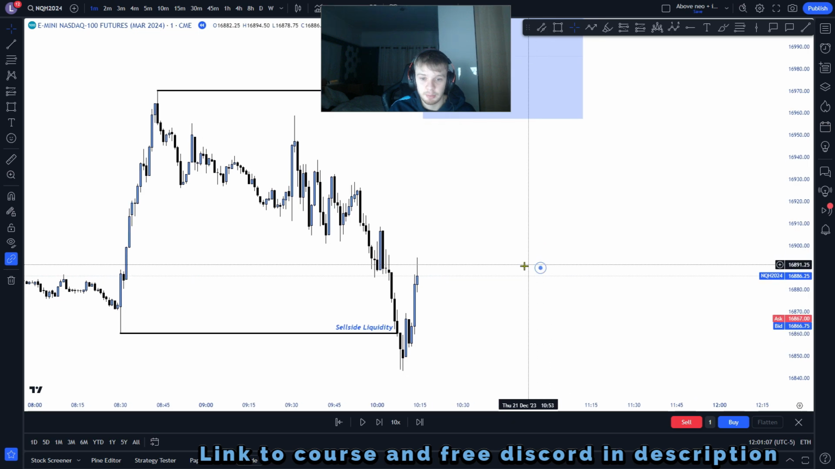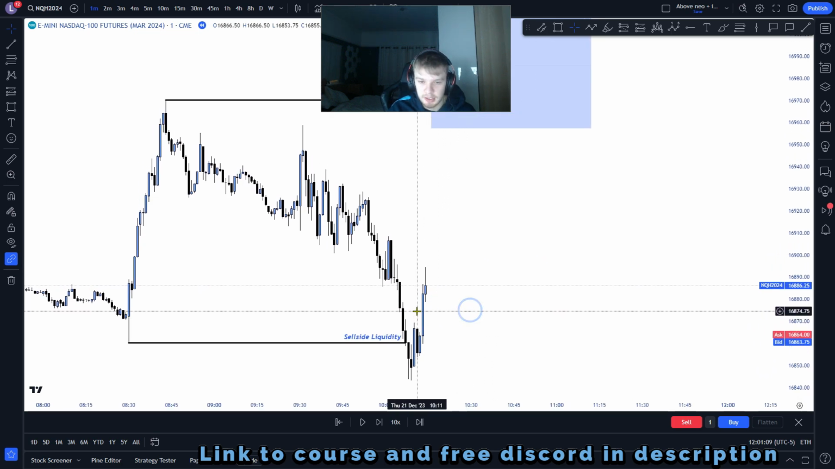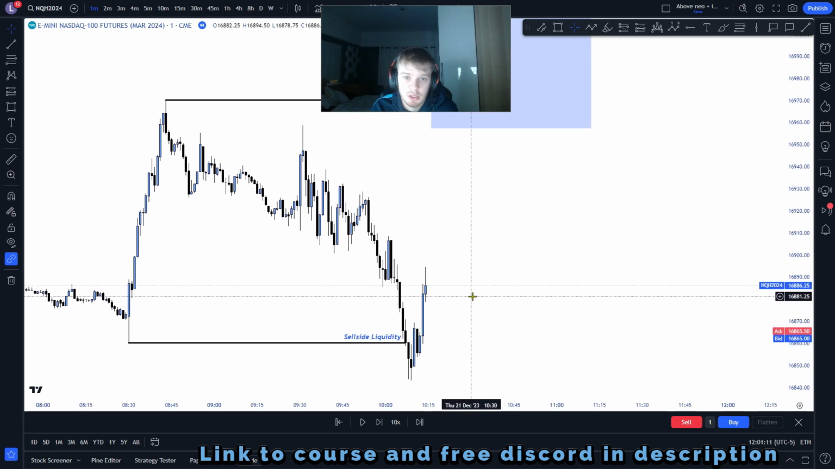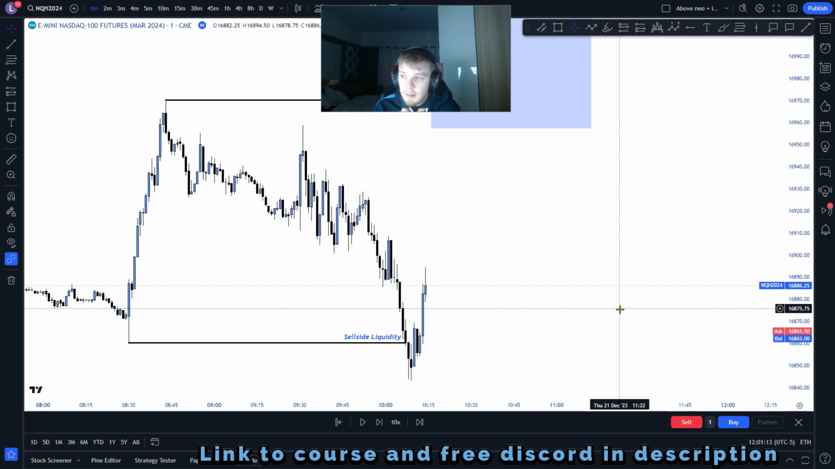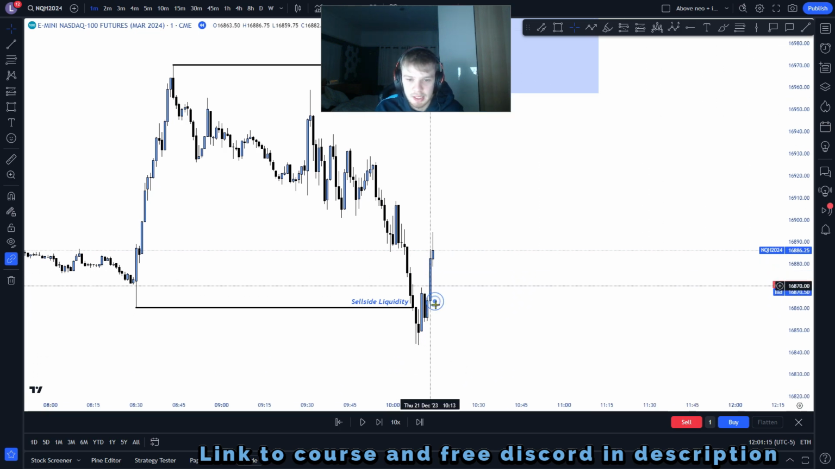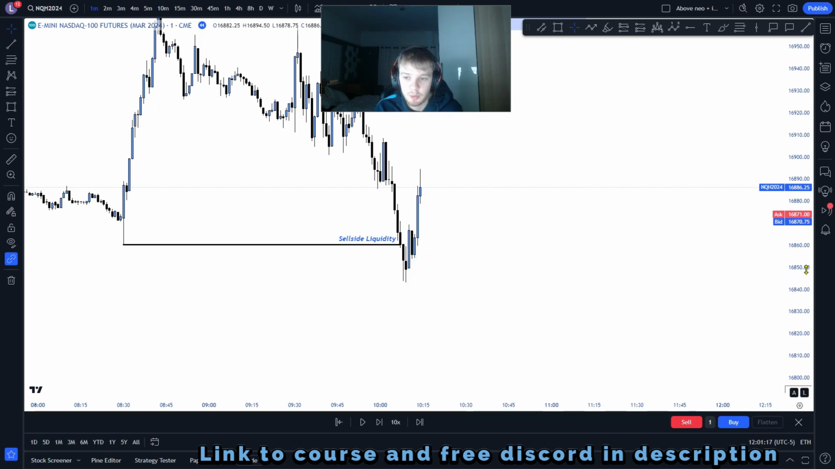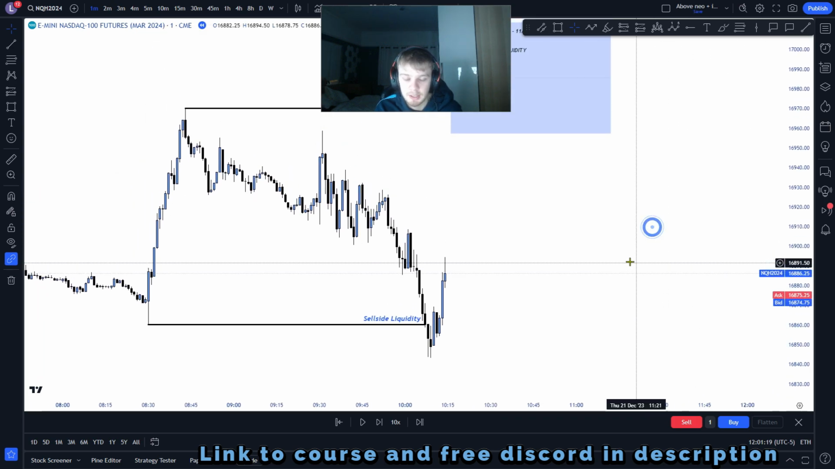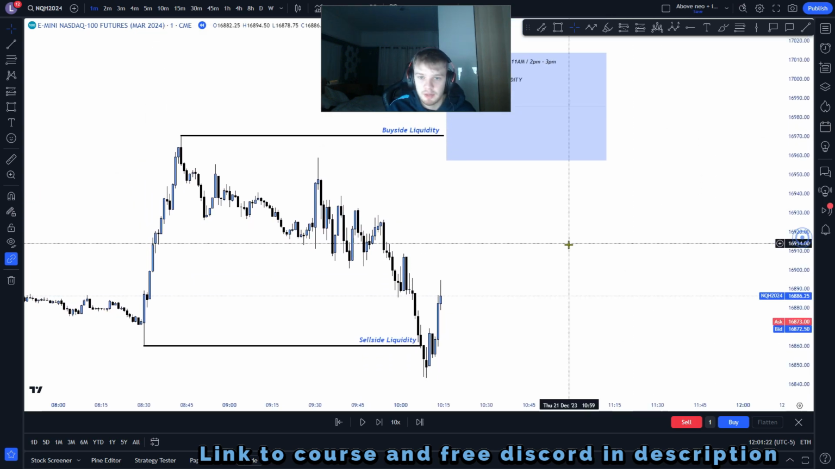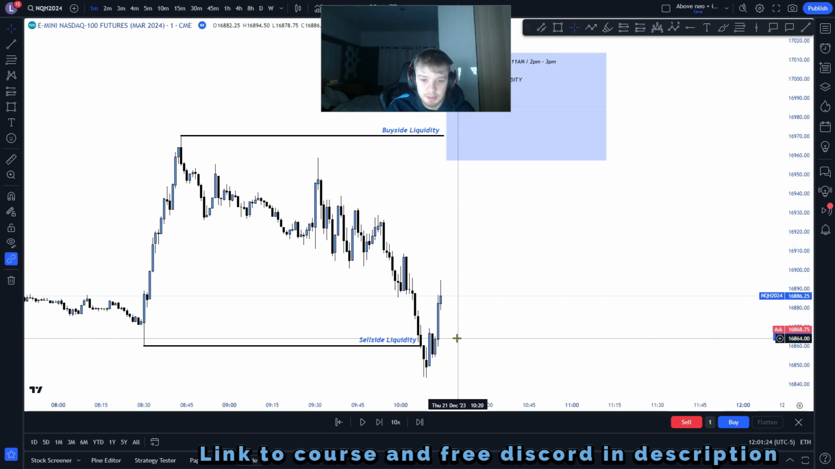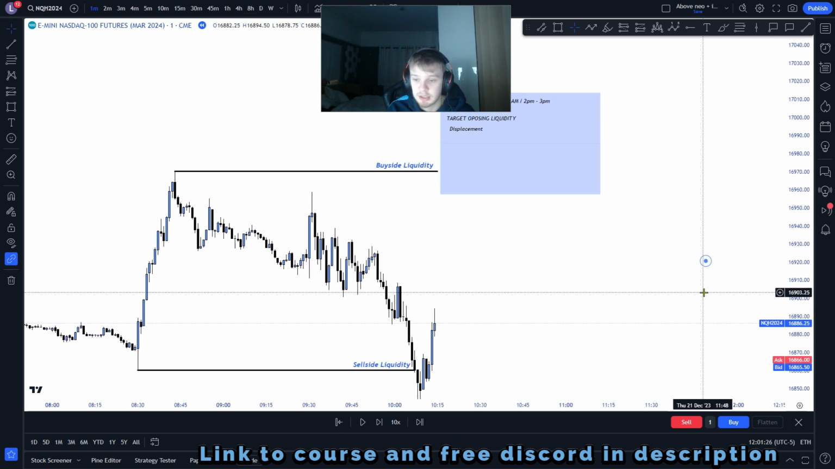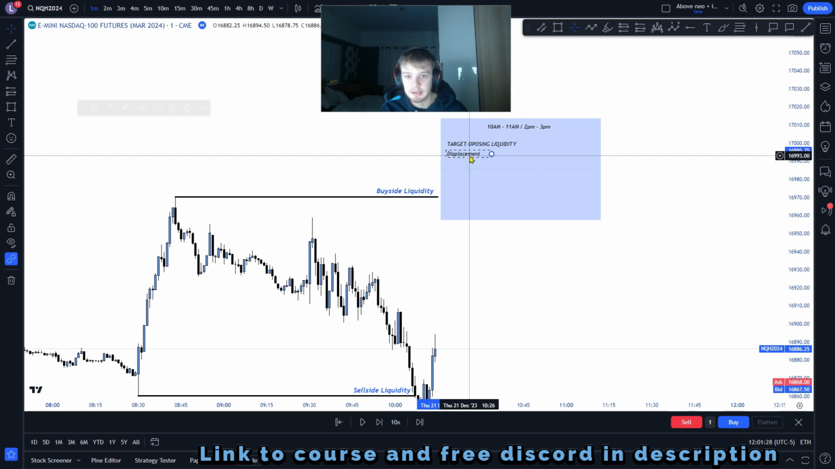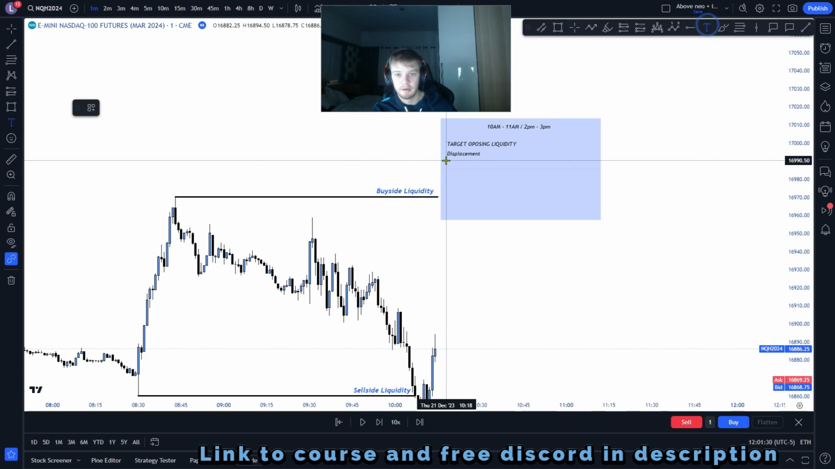Now that is very important. It needs to be going in the direction towards the liquidity that you're targeting. So if this was a bearish displacement candle, it would be no use for us. It needs to be a nice bullish displacement candle, and that leads me nicely onto my next point, where it also needs to have a fair value gap.